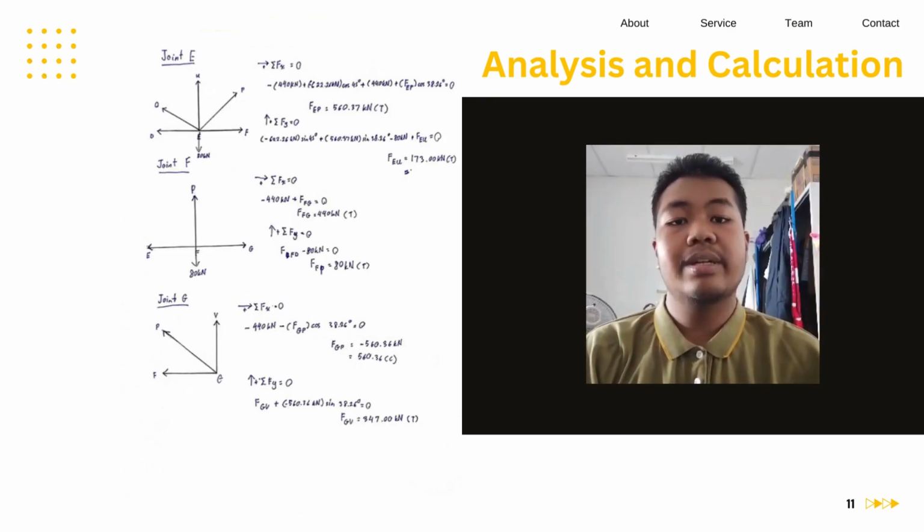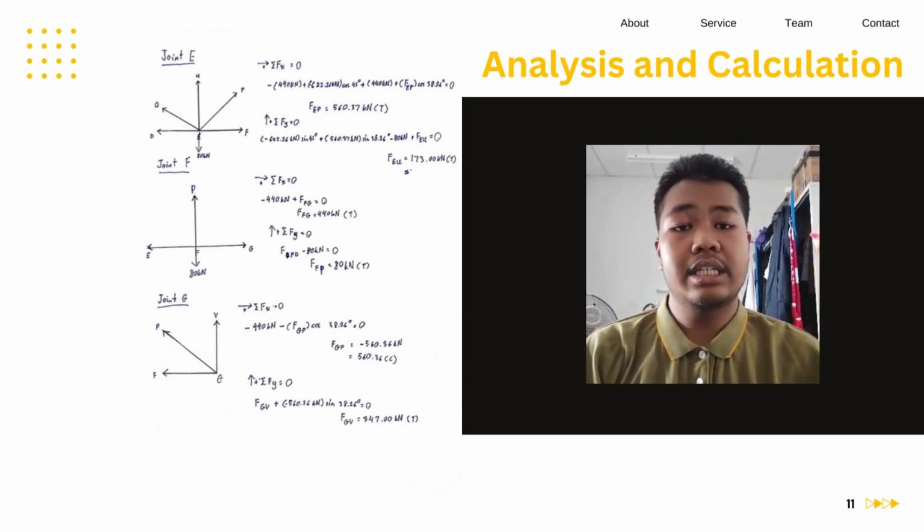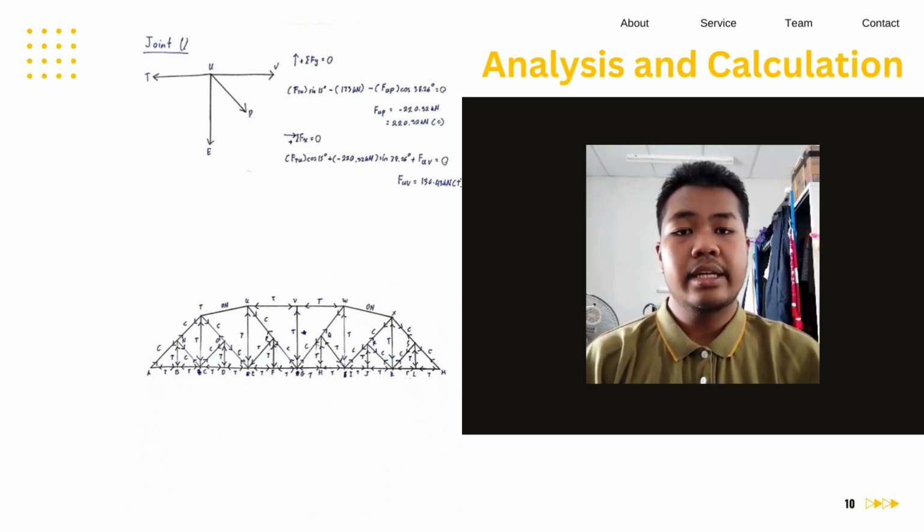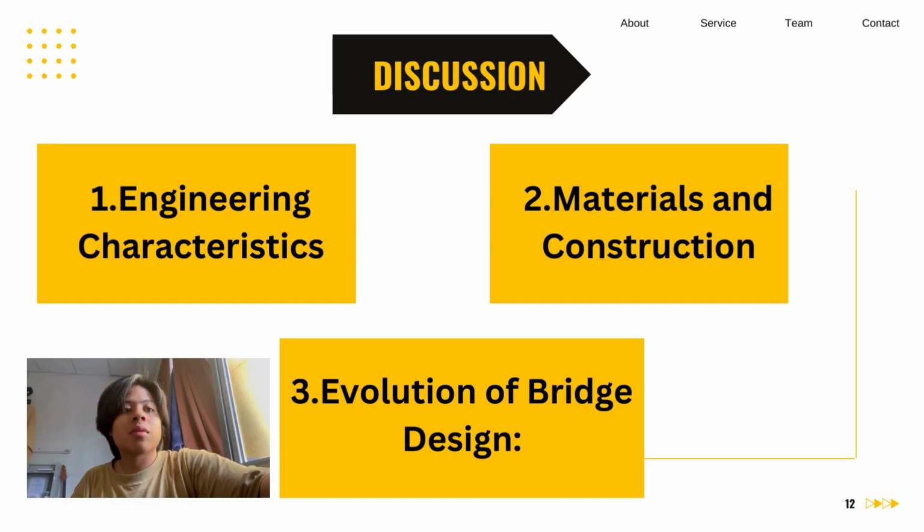And then we calculate joints E, F, and G. After that, we calculate joint U. And lastly, we draw back the bridge, and then we list down all the reactions that happen on each truss, whether it is tension or compression.